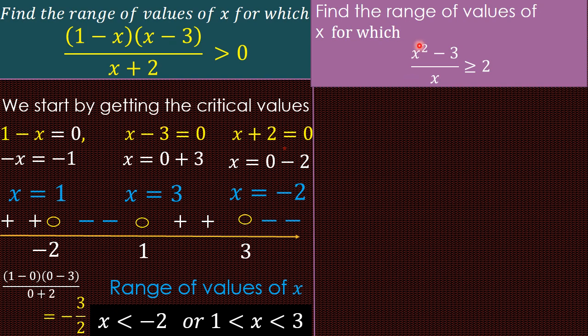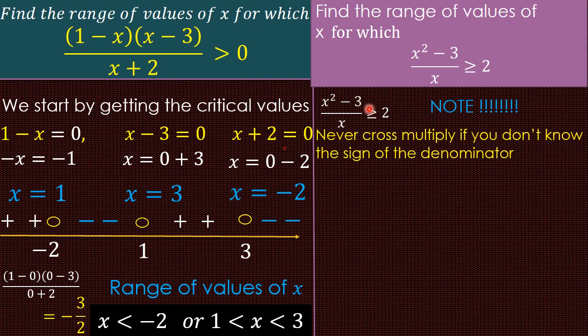Alright, now let's see how we can answer the one we have on the right side of the screen. So friends, this is the inequality that we have. Now friends, an important note, take note guys: you should never cross multiply by the denominator if you don't know its sign. In this case the denominator is x. You don't know if x is negative or positive, so we cannot multiply all through by it or cross multiply.